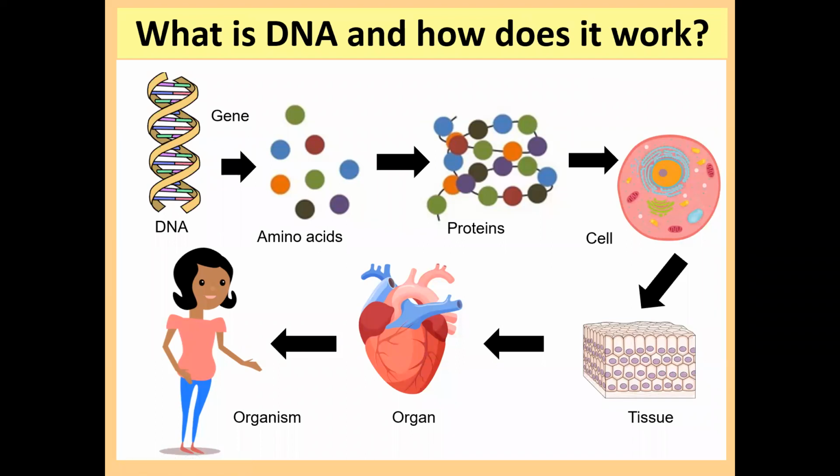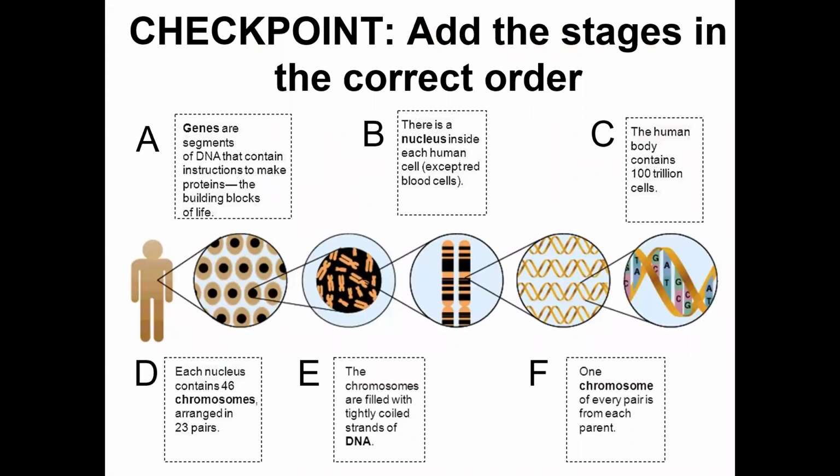So it's worth looking back at this diagram if you need to when you answer the following questions. So add the stages in the correct order. What you've got is a diagram. What I would like you to do is read A, B, C, D, E, and F, and then use those labels to decipher the order going from this human being here right to this part of a DNA molecule here. Right, pause your video now and have a go.